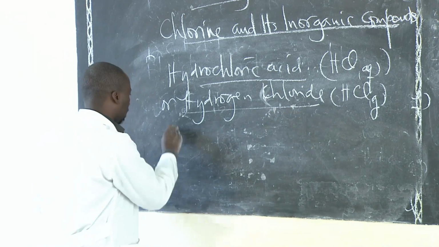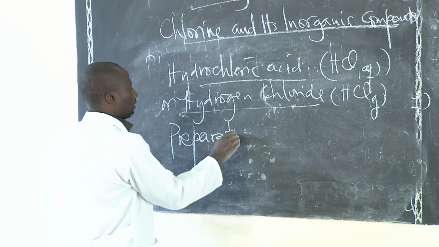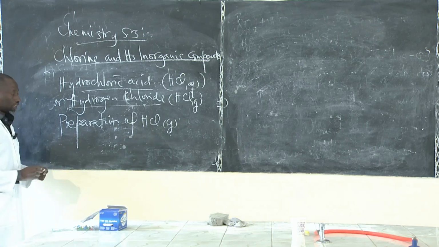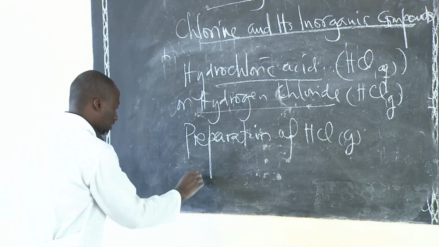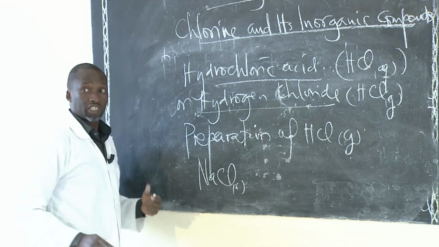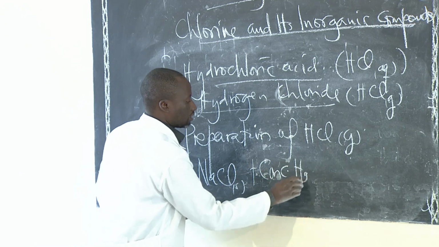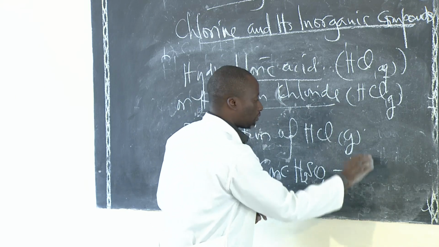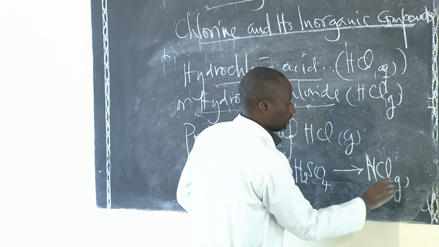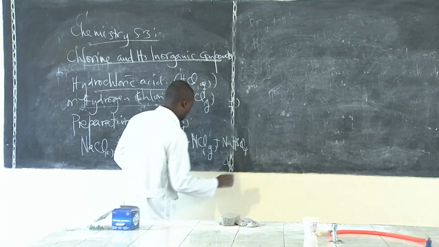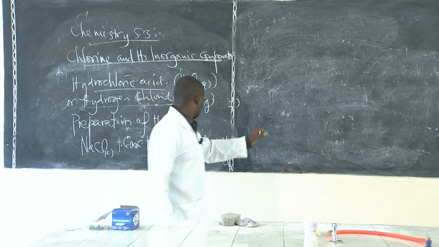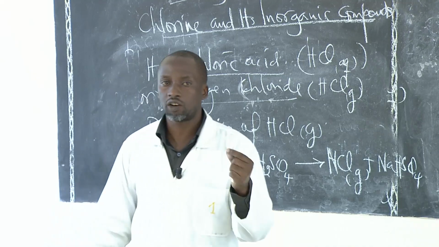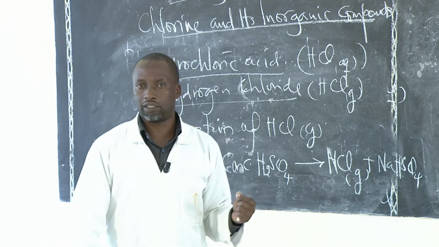So in the preparation of the hydrogen chloride gas, I'll just mention some of the common methods that we use in the lab. We use sodium chloride, which is in solid form, which reacts with concentrated sulfuric acid. The concentrated sulfuric acid forms hydrogen chloride gas plus sodium hydrogen sulfate. I just want to mention that the method of collection of this gas depends on some of its physical properties.